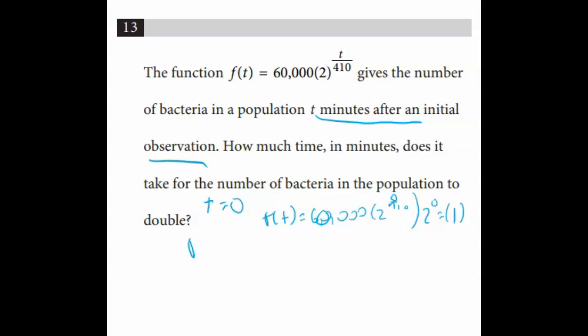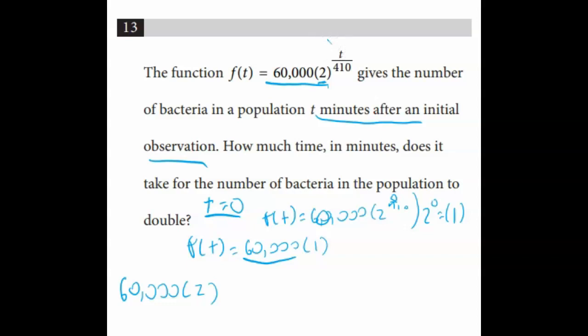So let's redraw that. We get f of t equals 60,000 times 1. So we know that when t equals 0, the population that we have initially is going to be 60,000. So how do we get 60,000 doubled? Well, if we write it out, it's just going to be 60,000 times 2. But we also see that in this equation.